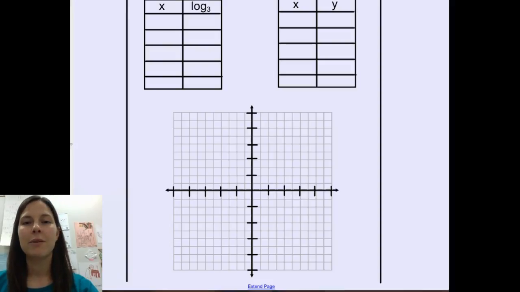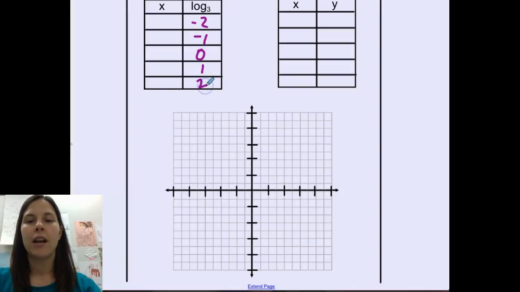Parent function, this time it was log base 3. That doesn't change those y values. We're still going to keep those y values from -2 to 2. But as we solve for our x values, we are using 3 to the -2 power, which is 1/3 squared, or 1/9. 3 to the -1 power is 1/3. 3 to the 0 power is 1. 3 to the first power is 3. And 3 squared is 9.